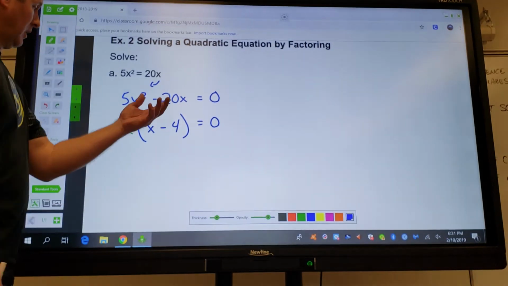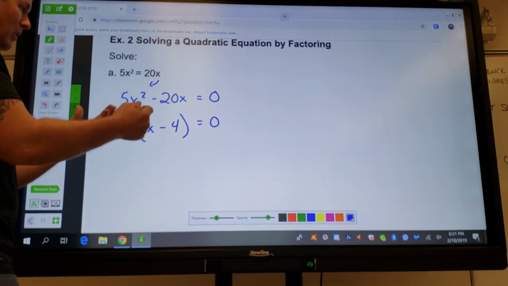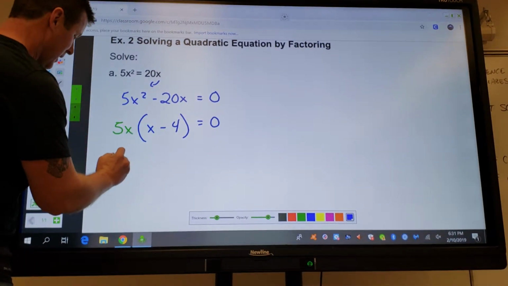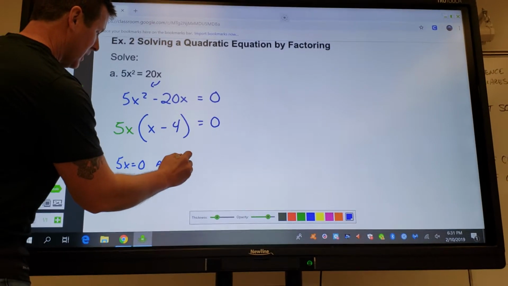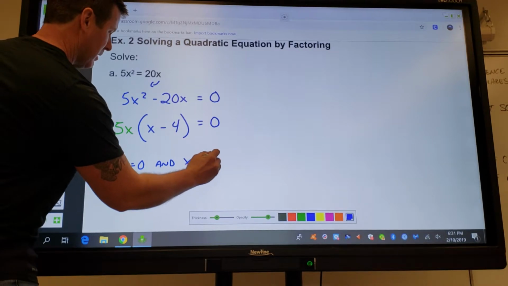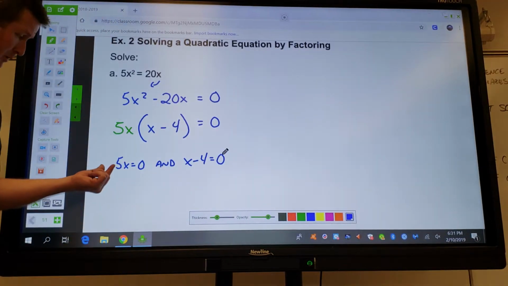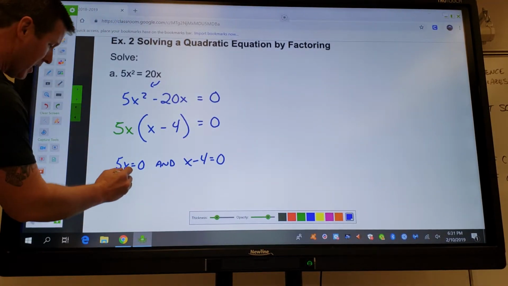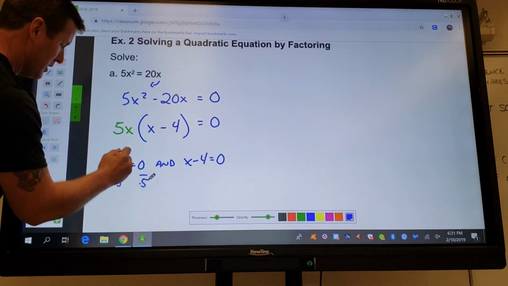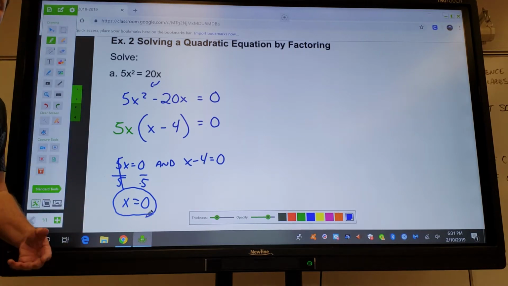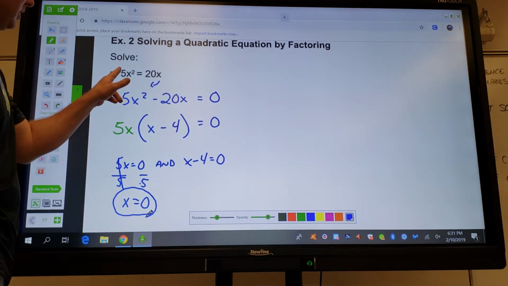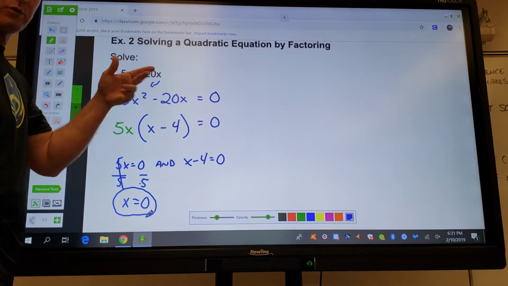Now, I have my two factors. All I need to do is set each of these factors equal to 0 and solve. How am I going to do that? Simply, for this factor, divide both sides by 5. We know that 0 divided by anything is 0, and voila, you have one answer, which you know 0 times anything equals 0, so that would be true.